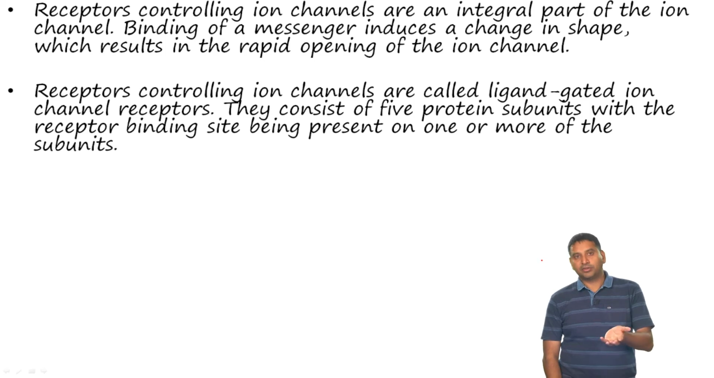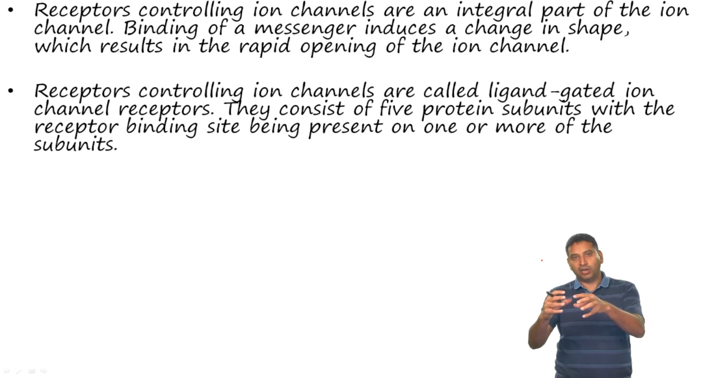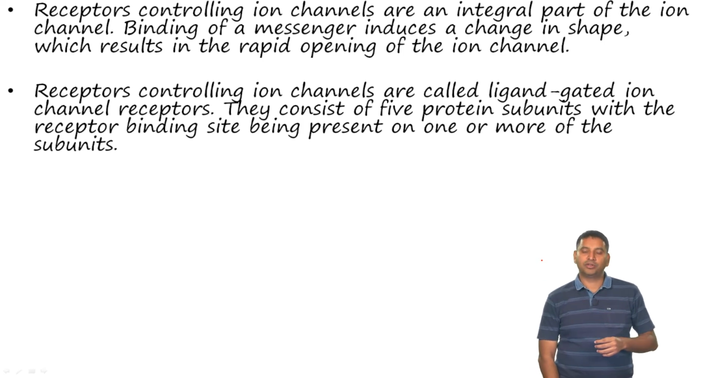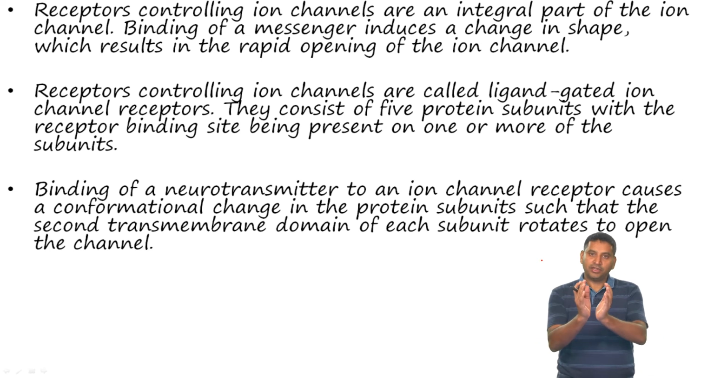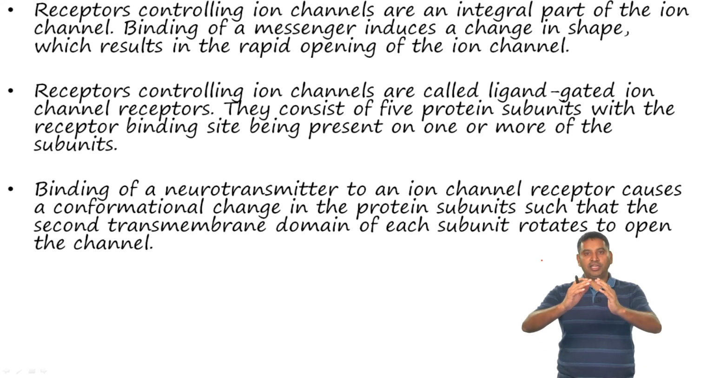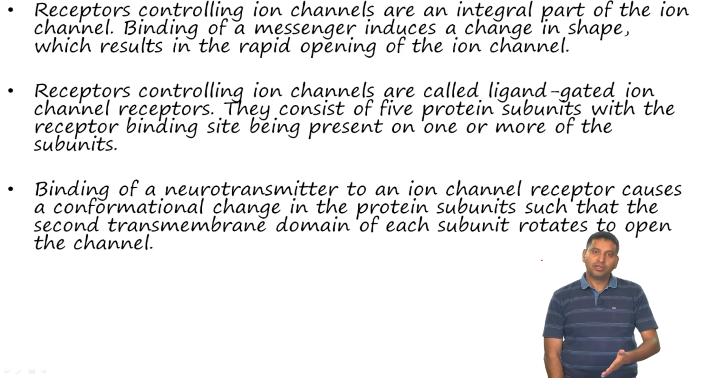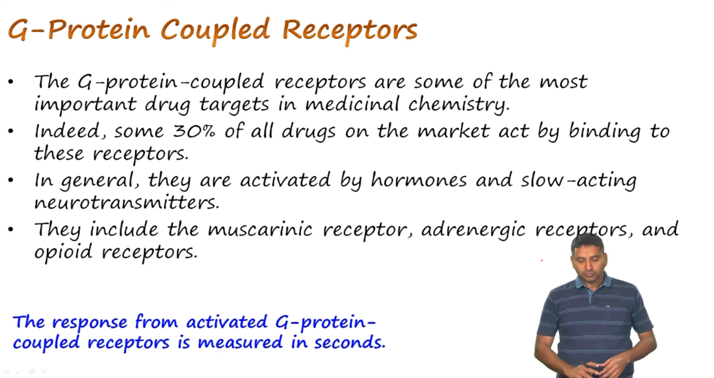And receptors controlling the ion channels are called ligand gated ion channels, and they contain 5 protein subunits, with the receptor binding site being present in one or more of these subunits. Now, binding of a neurotransmitter to an ion channel causes a conformational change in the protein such that the second transmembrane domain of each subunit rotates and opens the channel. This allows the ions to go down.